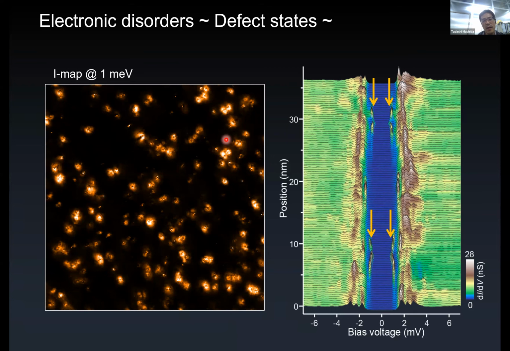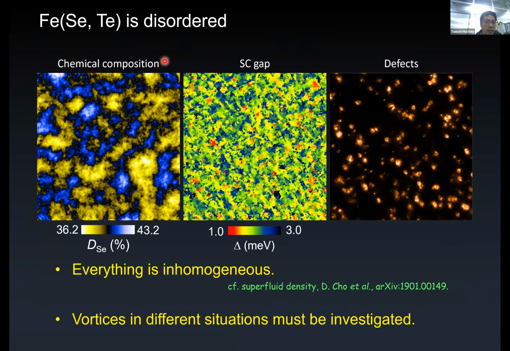And then because of this localized nature of these in-gap states, it is conceivable that these in-gap states may originate from the impurities or defects existing inside the sample. So anyway, not only the chemical composition, but also the electronic states are strongly disordered in this system. Okay, so even without magnetic field.